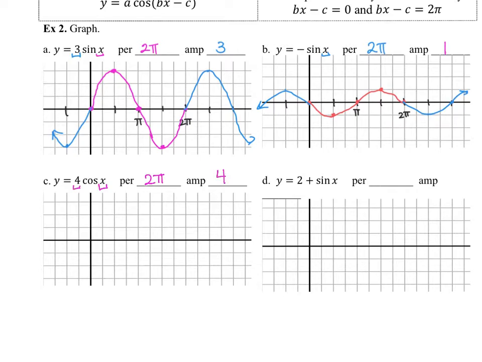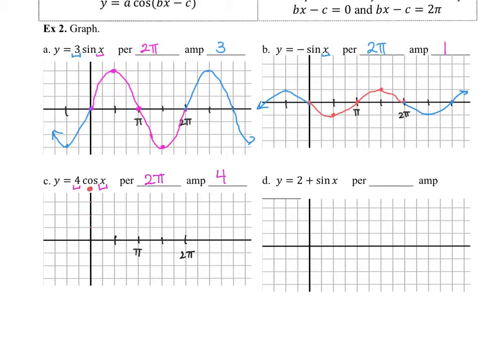Since the period's 2 pi, I'm going to make sure I hit 2 pi, and it's nice if we can split it into 4 equal points so I can hit the 4 corners of the unit circle. Okay, now let me think. The cosine of 0 is 1, but the amplitude is 4. 1, 2, 3. Oh, so I go way up here. I'm a little too big for the graph.